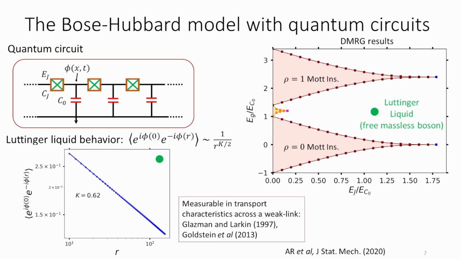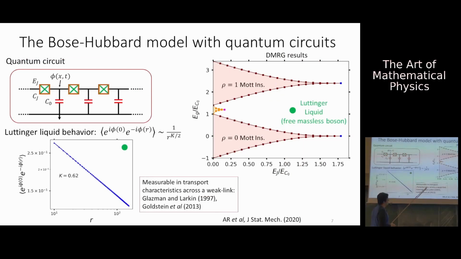This correlation function cannot be directly measured in an experiment. However, this exponent can be obtained by looking at transport characteristics across an impurity junction.